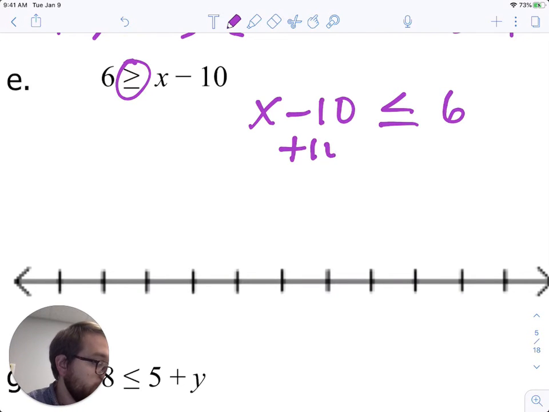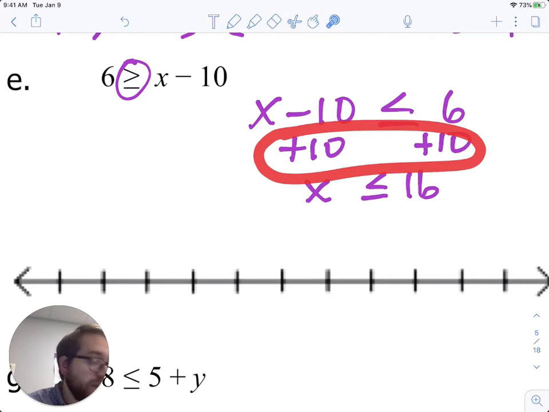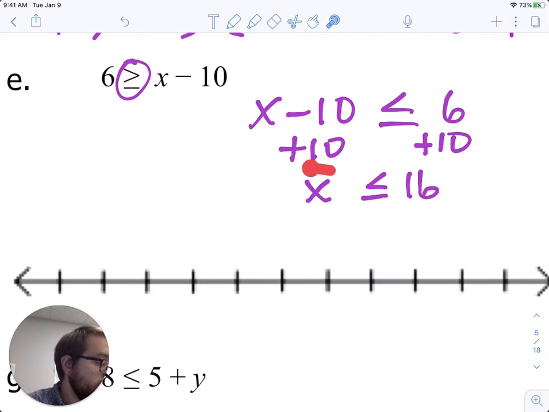I'll add 10 to both sides. X is less than or equal to 16. So what all did I do there? I flipped it. Okay, it was right like this, and I flipped it, which means I also had to flip my sign. I added 10 to both sides, and I get x is less than or equal to 16.